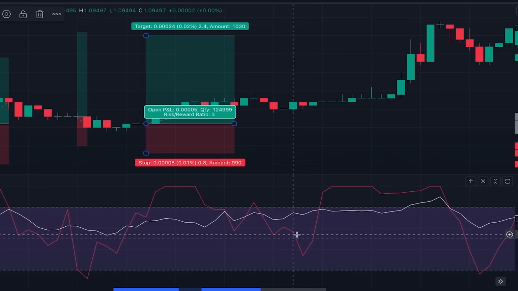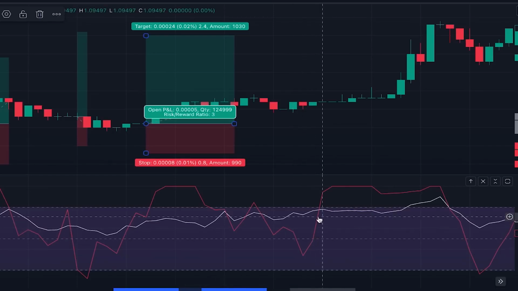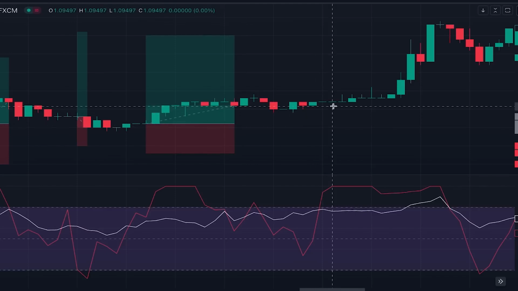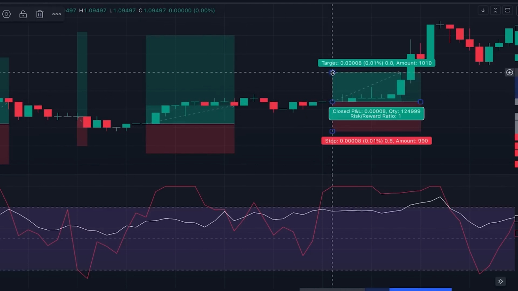Moving on the chart, you can see that here the red MFI went below the center line, and after that it turned up and crossed above the white MFI at this point. So another long position could be opened as this new candle was opened, and this is also a profitable trade, as you can see.